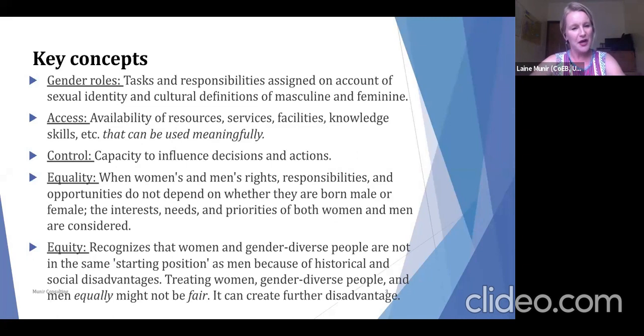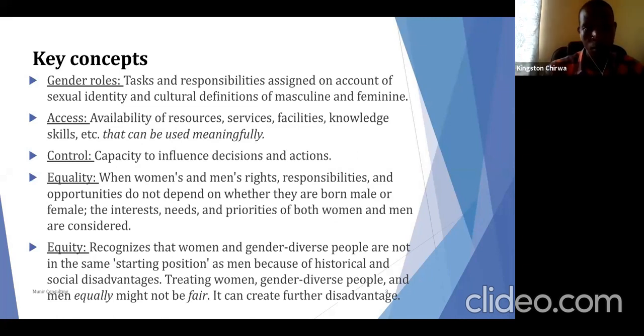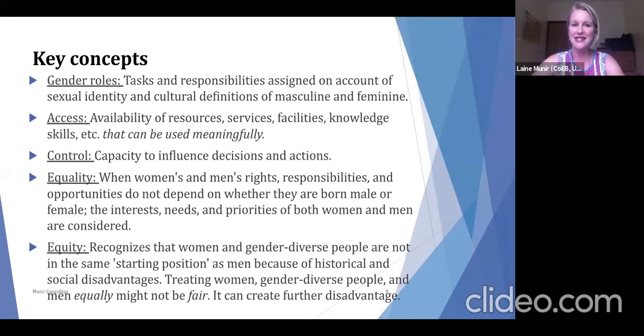By the way, quick question, what is the difference between sex and gender? Anyone on the call? Open question. What's the difference between sex and gender? Female is a sex, to be a woman is a gender. You can guess if you're not certain.